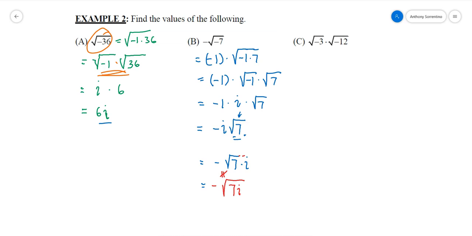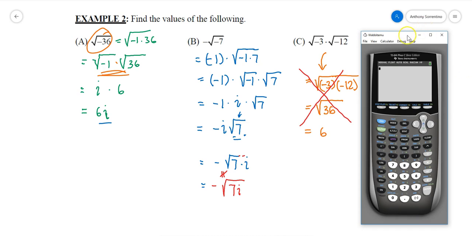I mean, one way to handle this is to say, okay, well, that's going to be equal to the square root of negative 3 times negative 12, which equals the square root of 36, which equals 6. However, that is not the right answer or the right procedure to use. And here's why. And I'm going to explain that using the calculator.